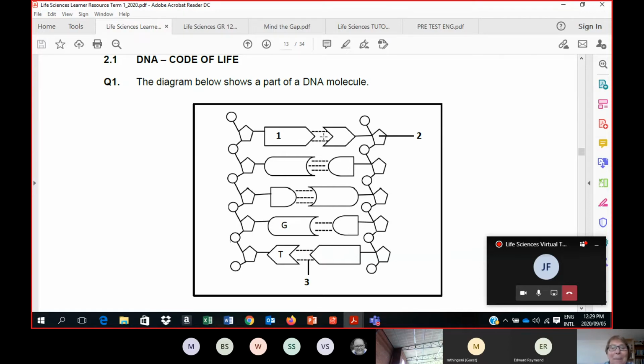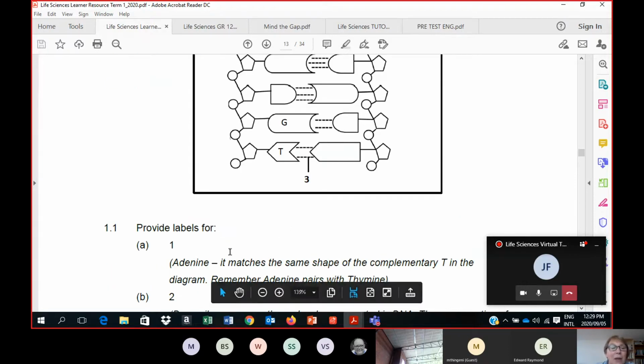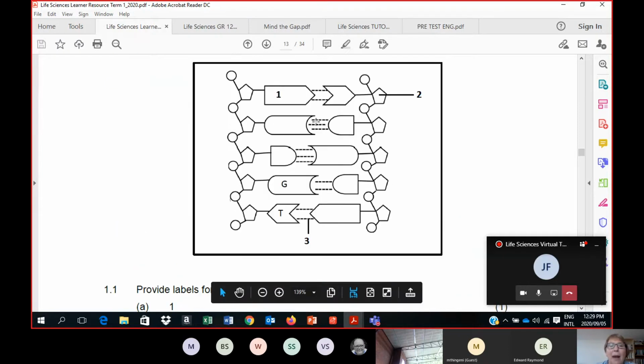Sorry about that. So these are your little hydrogen bonds over here between your nitrogenous bases. Okay, so let's look at this question. So provide labels for 1.